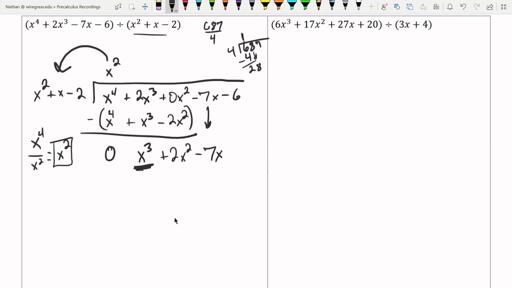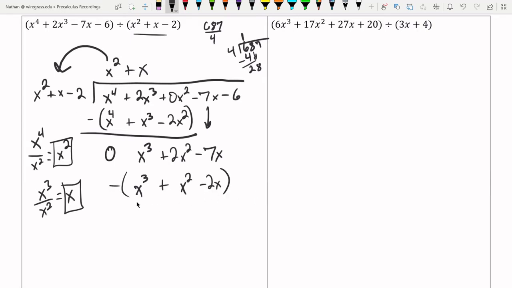The first term in this polynomial divided by the first term here gives us x. That goes in the numerator, or sorry, in the answer. And then we multiply x back through this divisor. X times x squared is x cubed. X times x is x squared. And x times -2 is -2x.